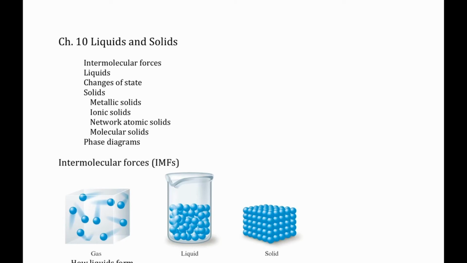Chapter 10, Liquids and Solids. Our outline is intermolecular forces, liquids, changes of state, solids, metallic solids, ionic solids, network atomic solids, also just called network solids, molecular solids, and finally phase diagrams.